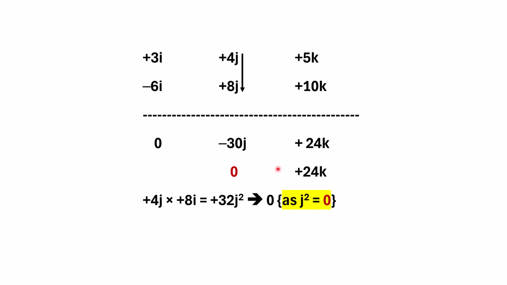The next part is easy because you are multiplying j into j. So 4 into 8, 32, but that makes no difference. j into j is j square. j square is 0. i square is 0, j square is 0, k square is 0. So here j into j is j square, which is 0. So the magnitude 32 does not matter. Put a 0 under the j column.